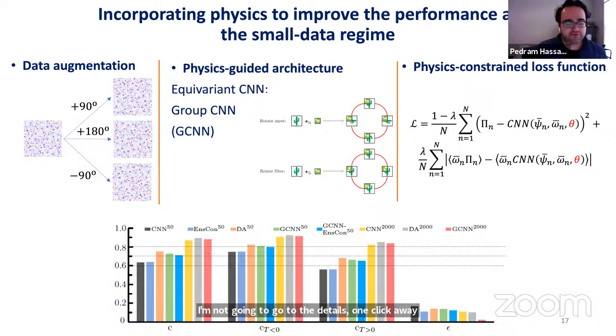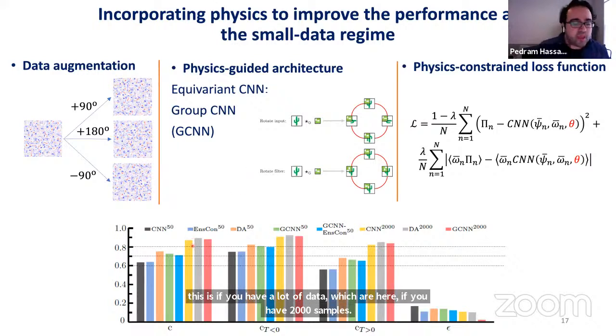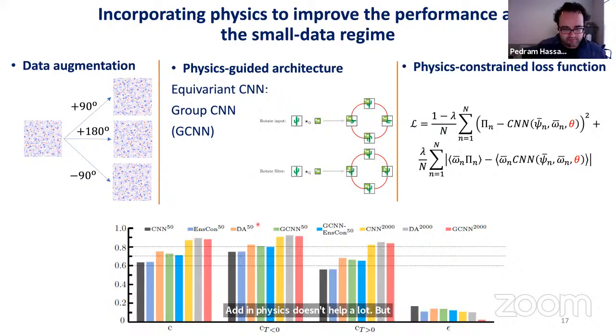One takeaway from this is that if you have a lot of data, here, if you have 2000 samples, adding physics doesn't help a lot. But if you do not have a lot of data, for example, if you have 50 samples, then you will see that these spaces that have some sort of physics baked into them do much better. And again, it's just a matter of 0.1, 0.2 in correlation, but that has a huge impact on the online performance. So here you get a big gain by adding physics in the small data regime.